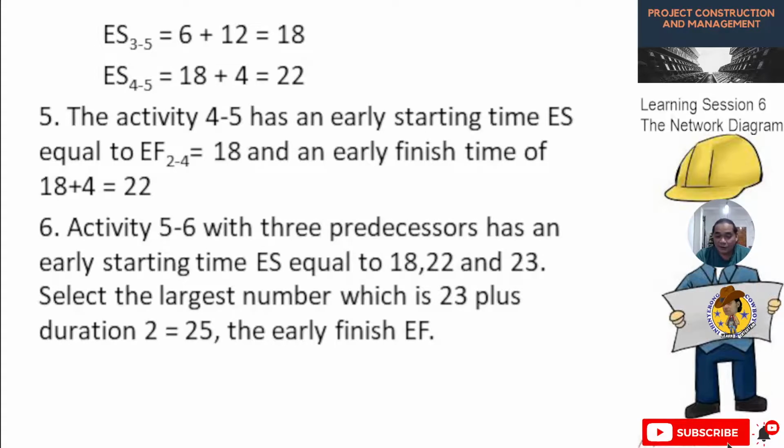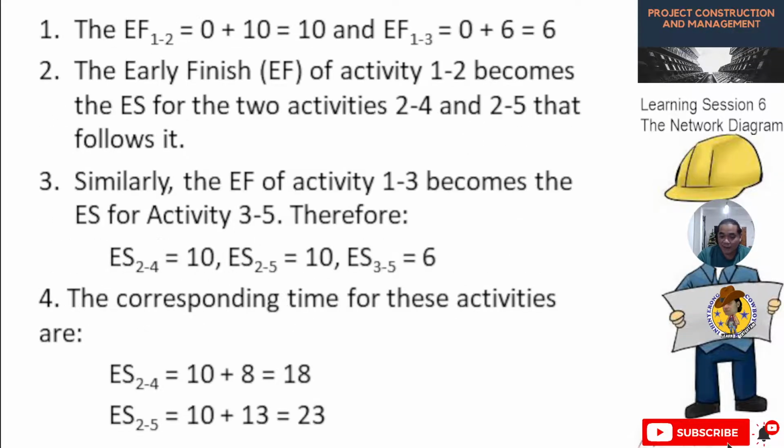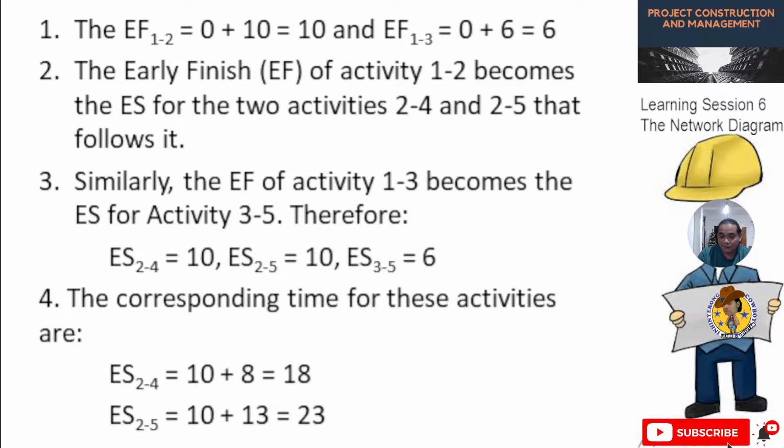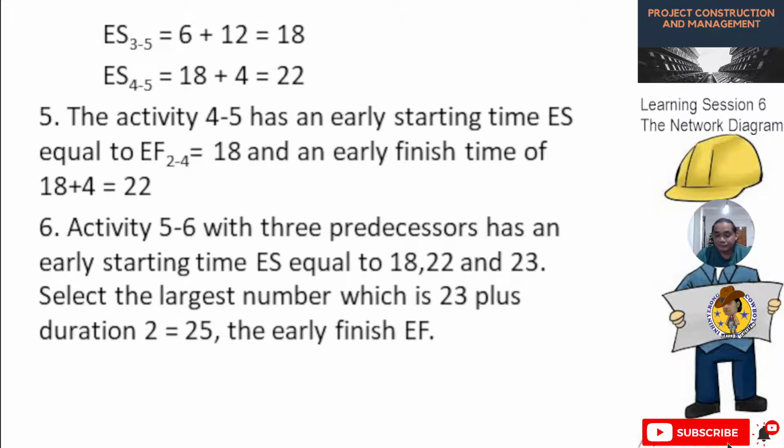Activity 5 to 6, with its three predecessors, has an early starting time ES based on 18, 22, and 23. So that's what I explained a while ago. Activity 5 to 6 has three predecessors: activity 3 to 5, activity 2 to 5, and activity 4 to 5. Okay, so let's see what happens next.